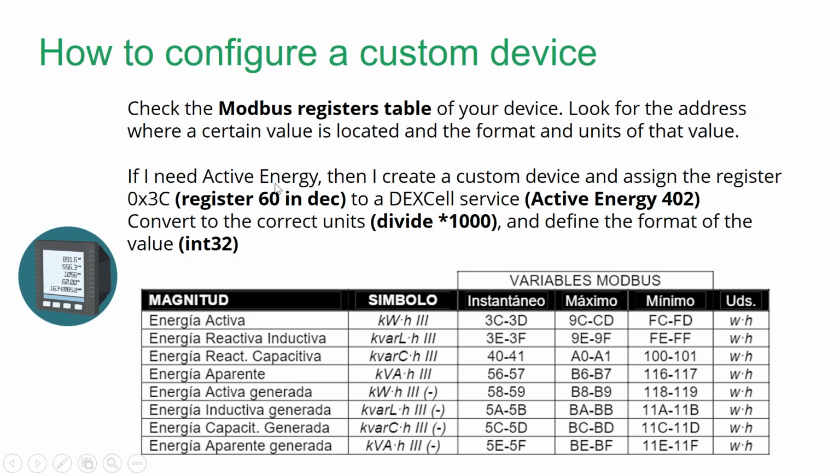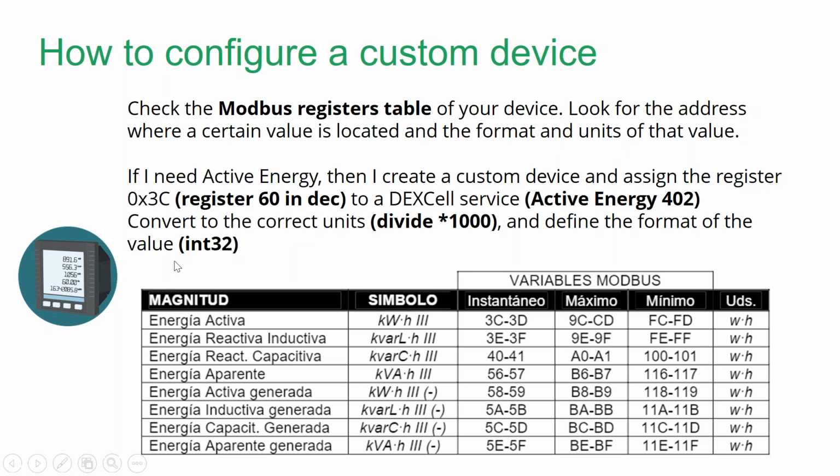So I have to read register number 60, point it to our active energy service, and divide the units, which are watt-hours, by 1000 to convert them to kilowatt-hours, okay? And then the last concept: wow, I have lots of different formats to read this register.